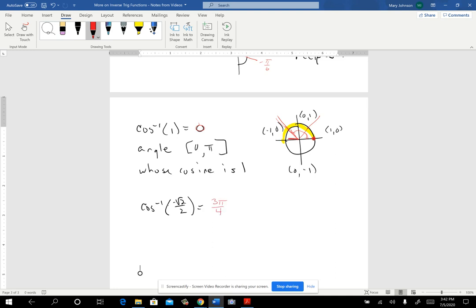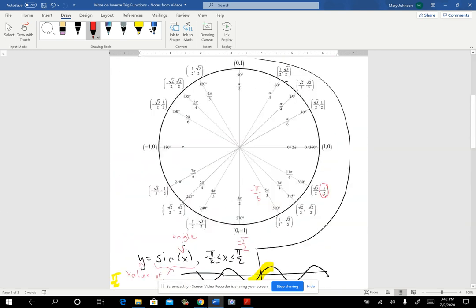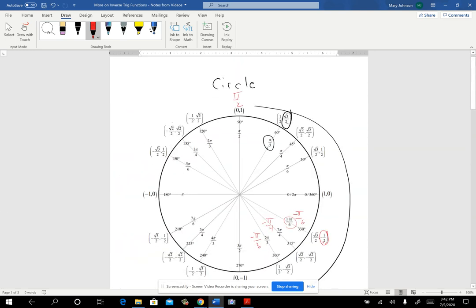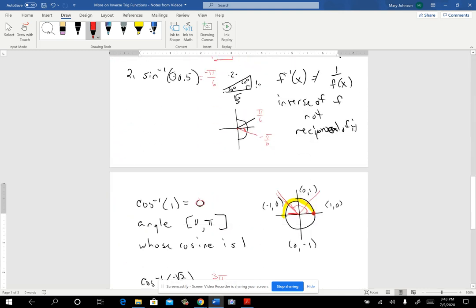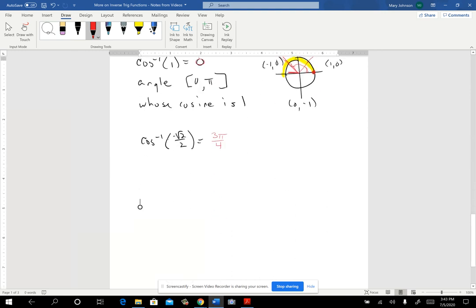I could also go to the unit circle and just look. Cosine needed to be negative square root of 2 over 2, and for this problem, I need to be in the first or second quadrants. And so I can report it as 3 pi over 4. That makes sense? All right, let's try tan inverse of square root of 3.